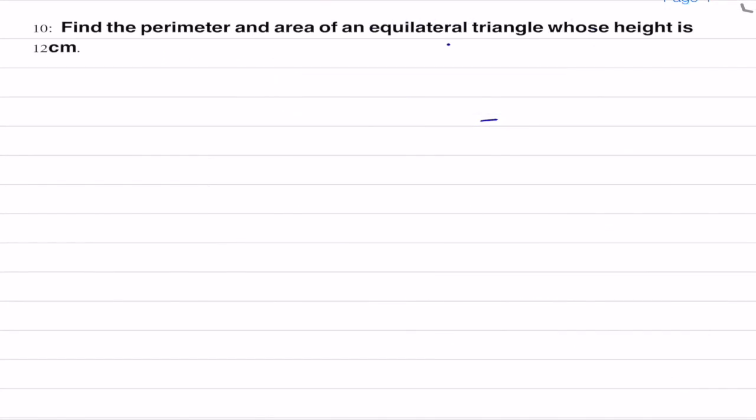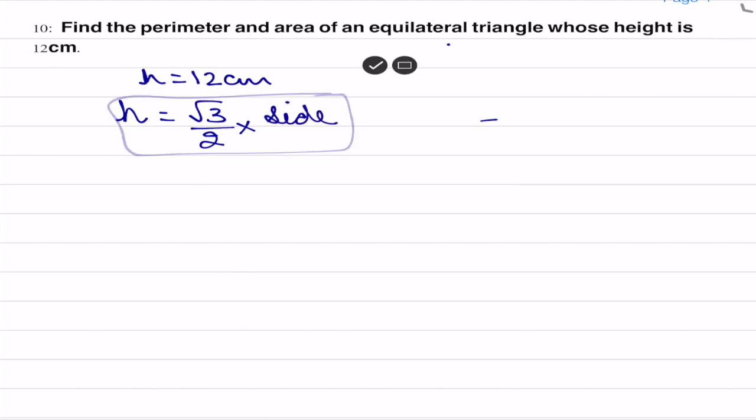The next question is find the perimeter and area of an equilateral triangle whose height is 12 centimeter. Now in this question the height of an equilateral triangle is 12 centimeter and there is a formula for the height of an equilateral triangle as well as the height of an isosceles triangle. So remember the formula, height of an equilateral triangle is always root 3 by 2 into side. This is already given in your book also.